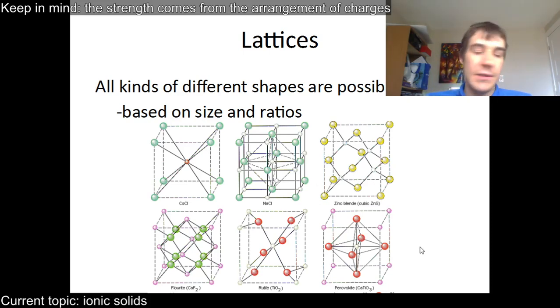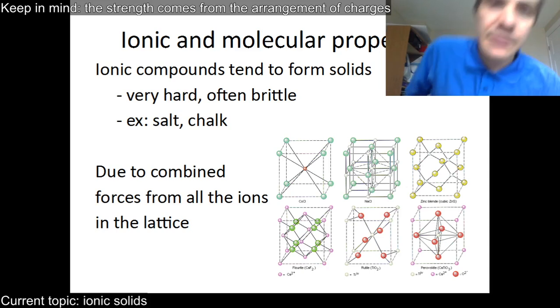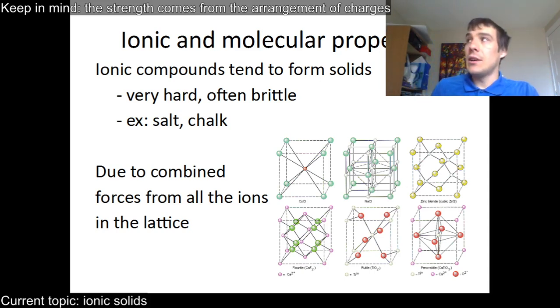If you ever looked at a crystal, sometimes they have kind of pointy ends. Sometimes they're more square. That comes from these kinds of arrangements, based on relative size and stuff like that. Right? This is also why ionic compounds are so hard. They're very, very hard, but they're often quite brittle.